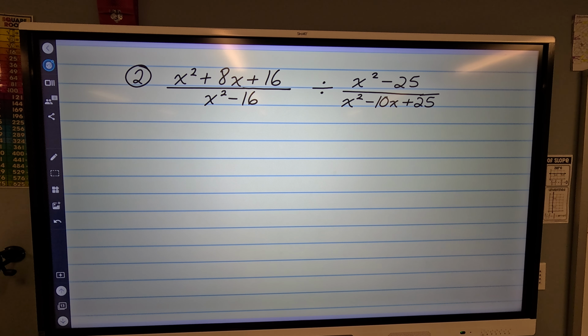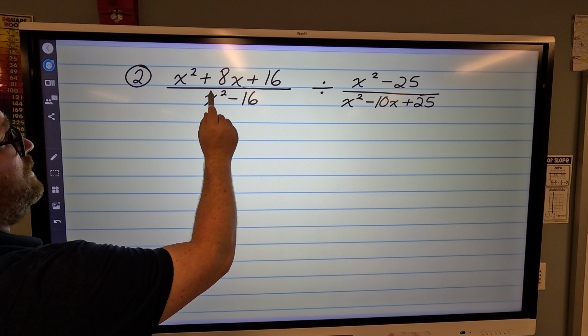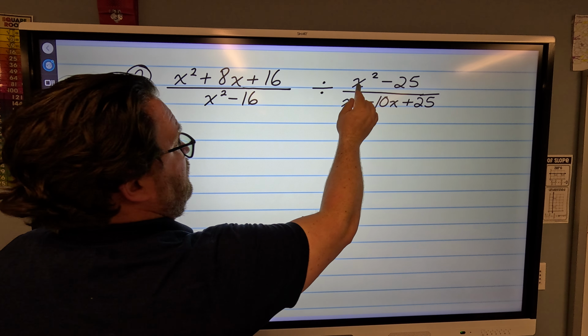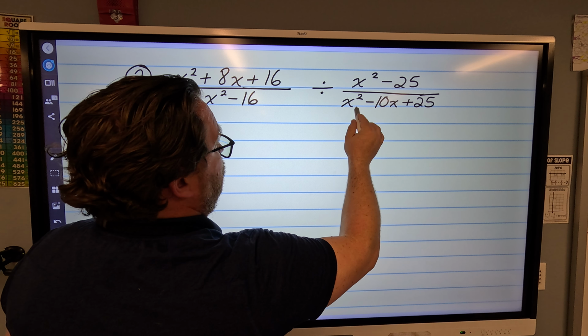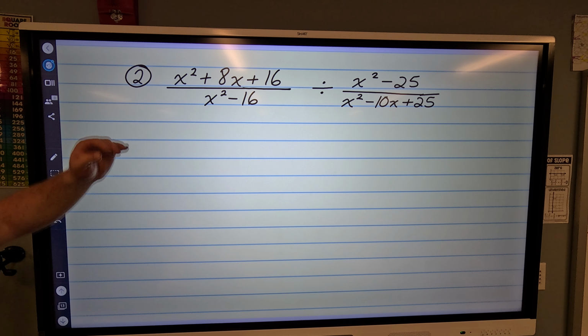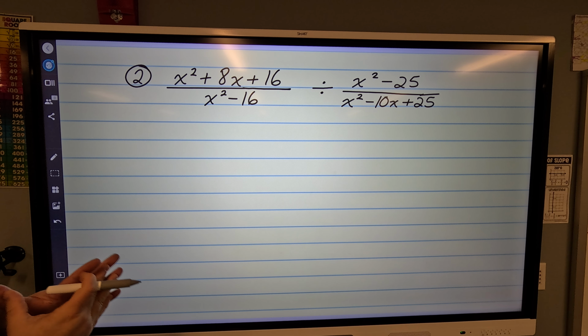All right, so we got problem 2 for my Algebra 2 problems on April 22nd, 2026. This one is x squared plus 8x plus 16 divided by x squared minus 16, that divided by x squared minus 25 over x squared minus 10x plus 25. Now, when I say divided or on top of, fraction bar indicates division. So that's what I'm talking about there.